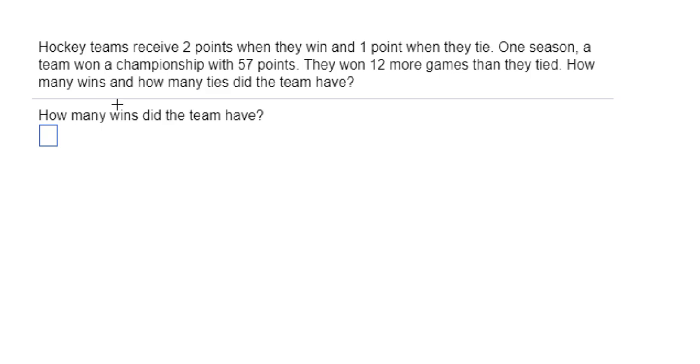So there's 2 unknowns here, right? We don't know how many wins the team had. We don't know how many ties the team had. Those are unknown values, and so we will use variables to represent those. However many unknown values you have, that's how many equations you need in order to find a solution. So I will let x represent the number of wins, and I'll let y represent the number of ties. So there's 2 variables. That means we need 2 equations in order to solve this.